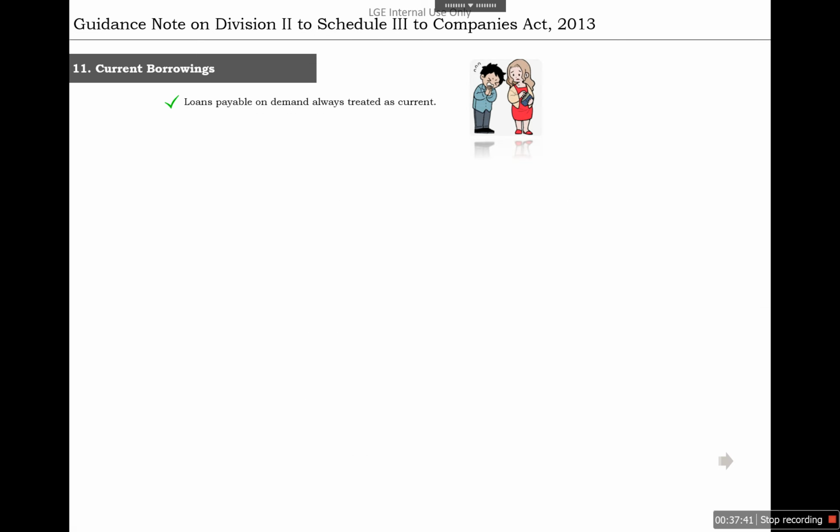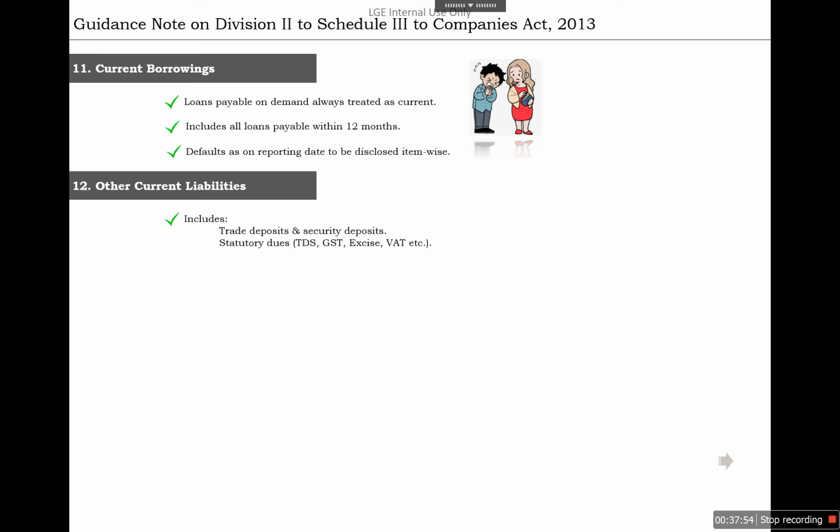So next we need to discuss the current borrowings. Loans payable on demand are treated as current, and it includes all the loans payable within 12 months, and defaults as on the reporting date to be disclosed item-wise. Next is other current liabilities. It includes trade deposits, security deposits and statutory dues.